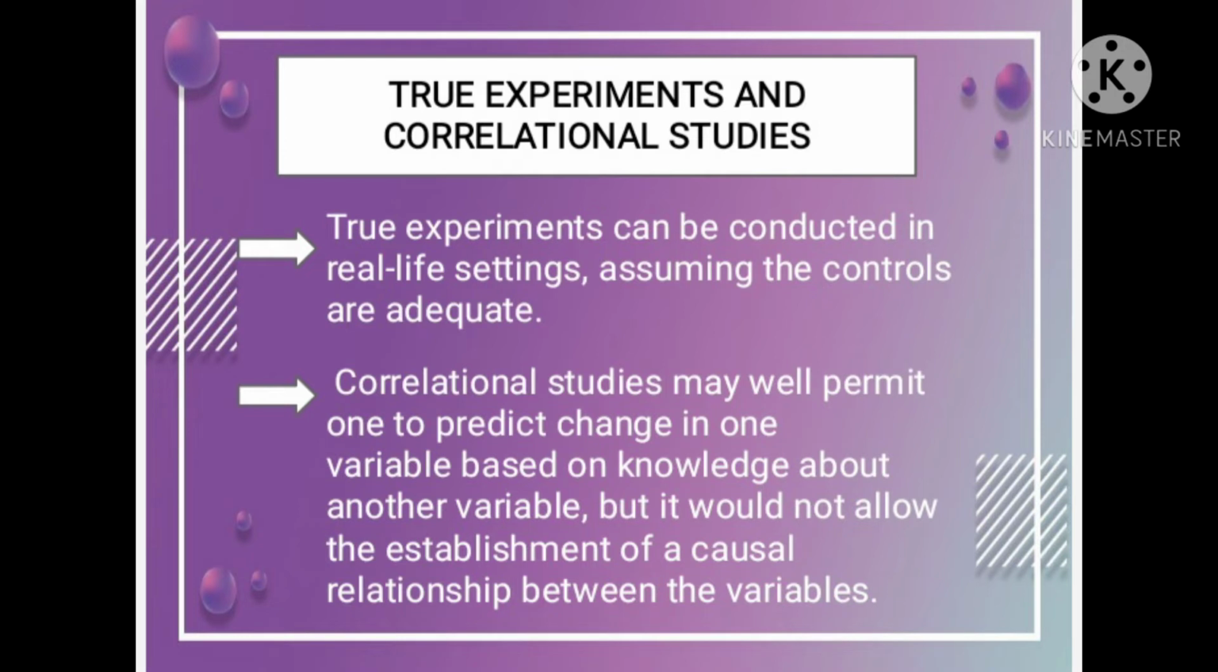Through experiments and correlational studies, true experiments can be conducted in real-life settings, assuming the controls are adequate, and correlational studies may well permit one to predict change in one variable based on knowledge about another variable, but it would not allow the establishment of a causal relationship between the variables.